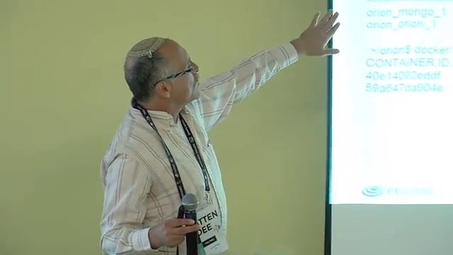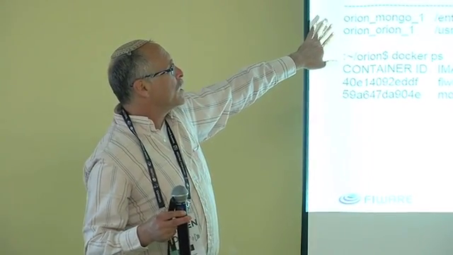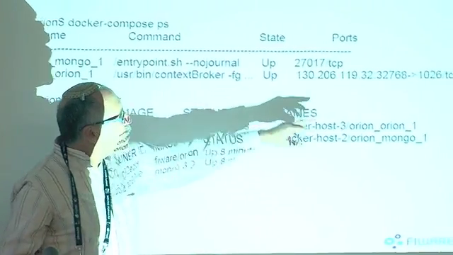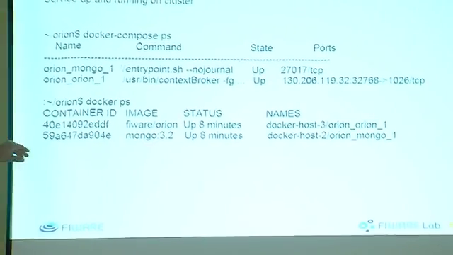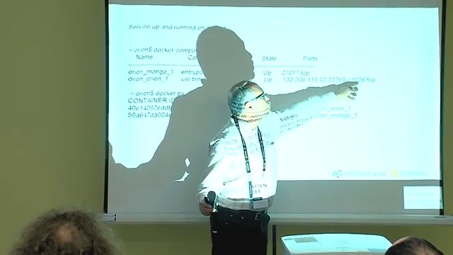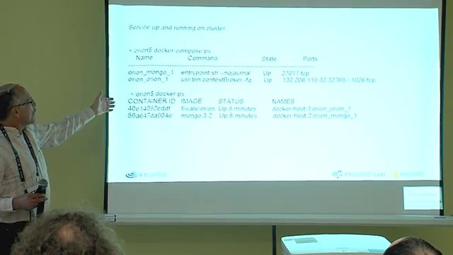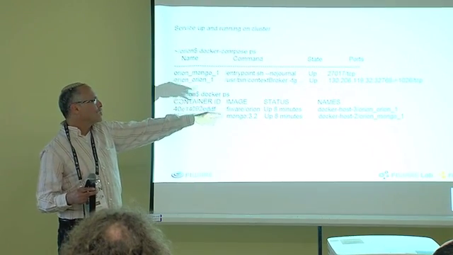Okay, now you take a look at it. The important thing on this side is that I brought up these two containers, Mongo and Orion. There's the port mapping. That's the name of the host that it's running on, and it maps that host and that port to 1026. Then I do a docker ps because I wanted to show you that it's running on two separate hosts, Docker host 2 and Docker host 3.